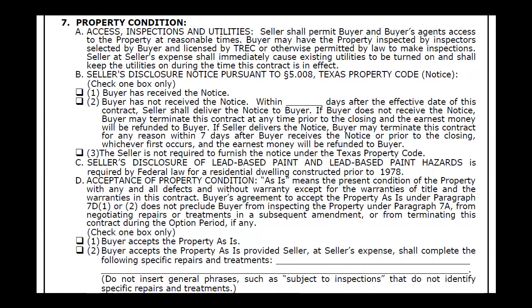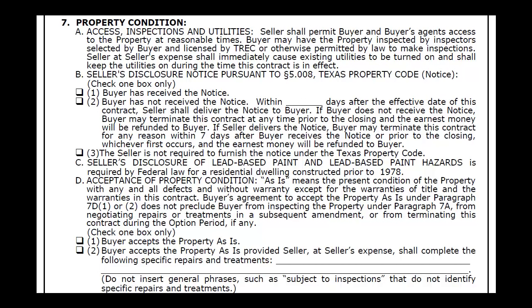This paragraph is broken down into 7 different parts, and they are A, access, inspections, and utilities; B, seller's disclosure notice; C, seller's disclosure of lead-based paint; D, the acceptance of property condition; E, lender required repairs and treatments; F, completion of repairs and treatments; G, environmental matters; H, residential service contract.